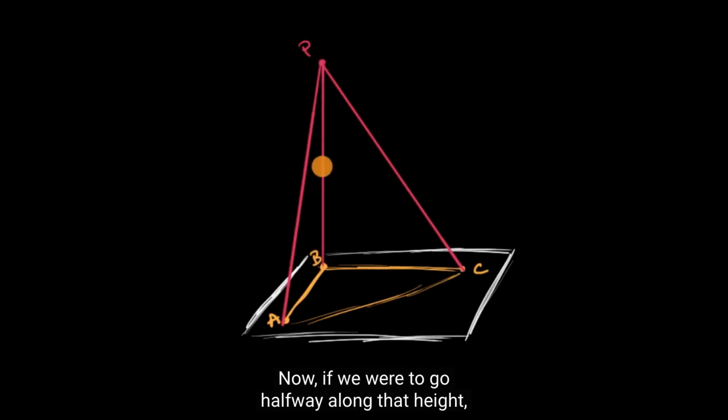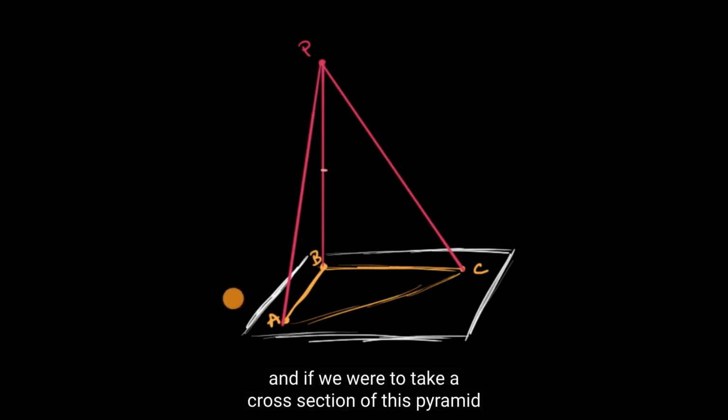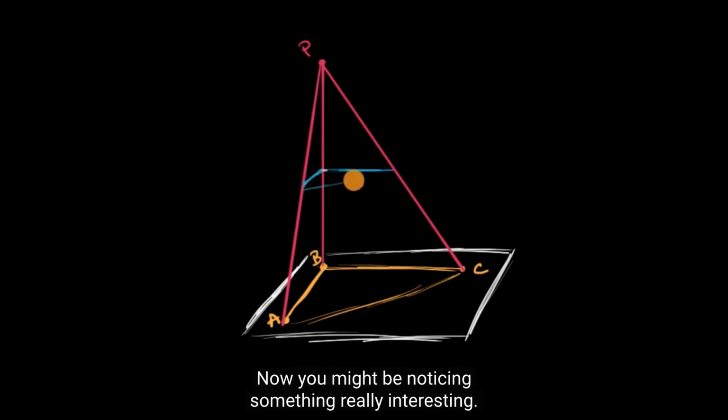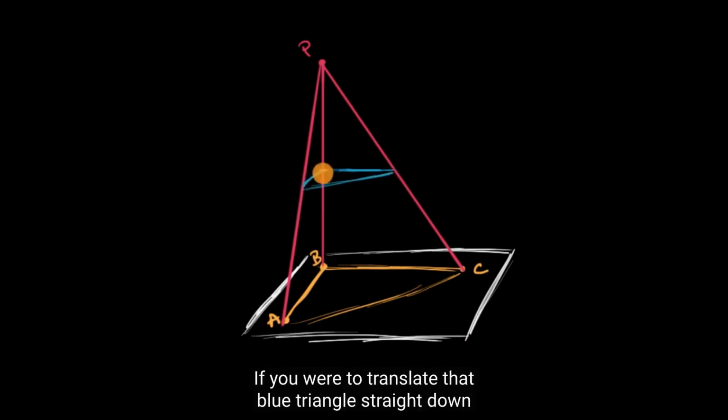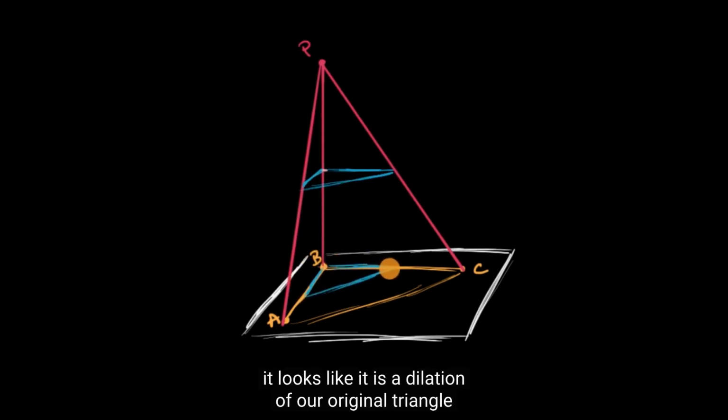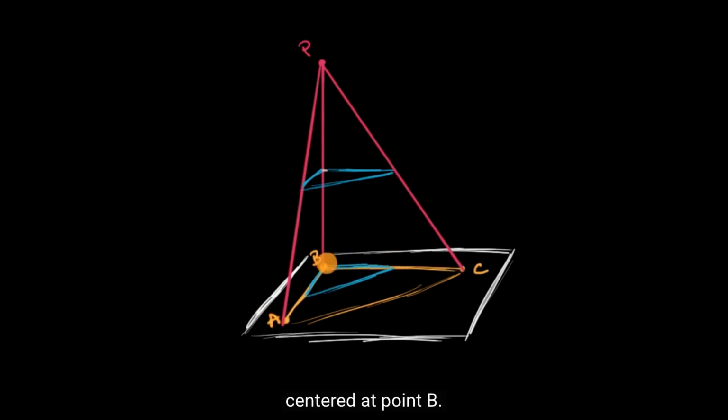Now if we were to go halfway along that height, and take a cross section of this pyramid that is parallel to the surface of our original desk, what would that look like? Well, it would look something like this. Now you might be noticing something really interesting. If you were to translate that blue triangle straight down onto the surface of the table, it would look like this. And when you see it that way, it looks like a dilation of our original triangle centered at point B. In fact, it is a dilation centered at point B with a scale factor of 0.5.